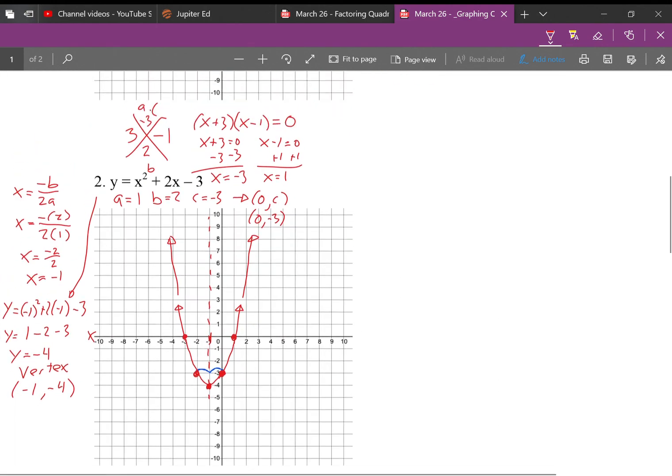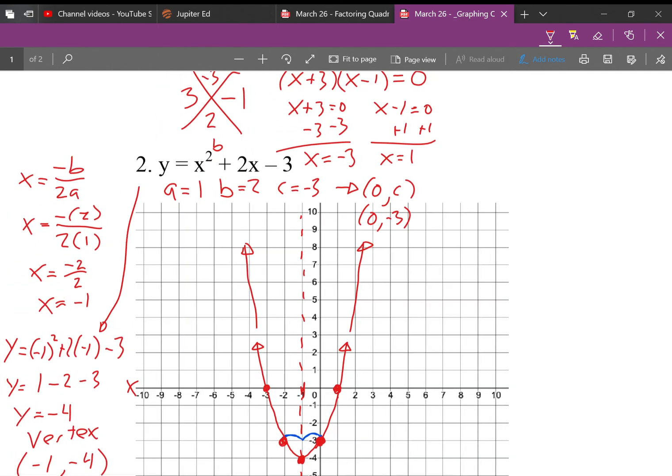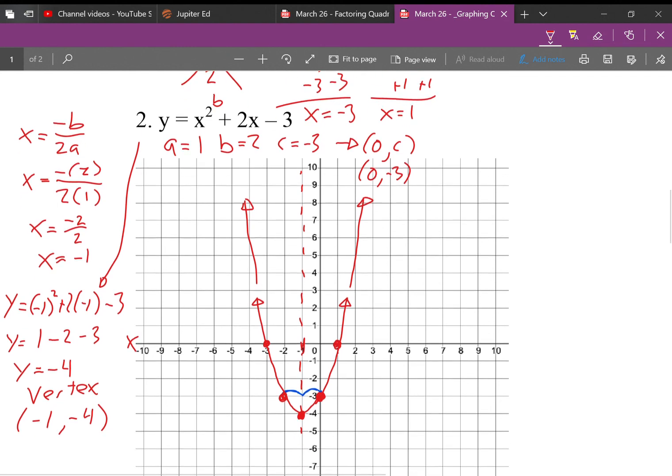So that's how we would use special points to completely graph a parabola. I know this was our longest video, so if you need to pause while you're watching it, do what you need to do. But yeah, that's a good graph. All right, thank you guys.